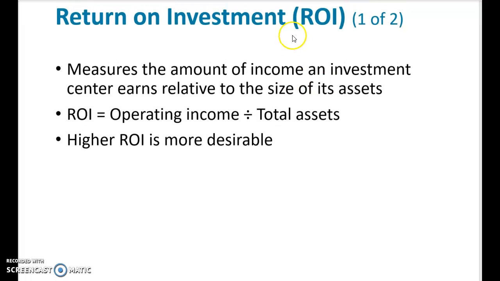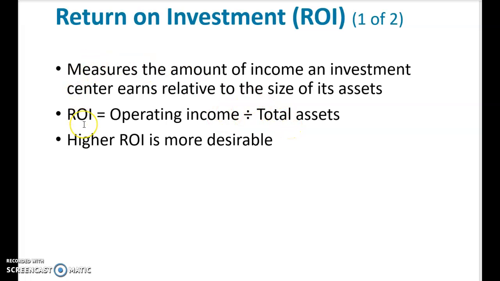Now, return on investment. Remember, return on is net income, investment are assets. So it measures the amount of income an investment center earns relative to how big its assets are. Okay, like if you had, let's think about it. Just think you had $100,000 in the bank and you expect it to earn maybe 7%. Okay, that's how much you expect the return on your investment to be. Like $7,000. So here's the return on investment is operating income divided by total assets.